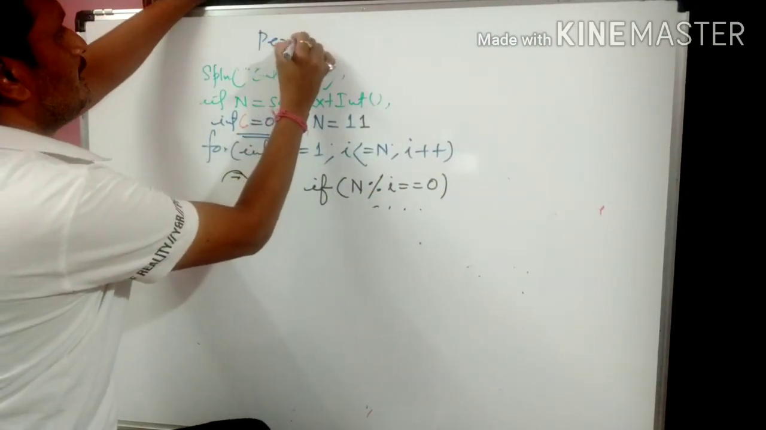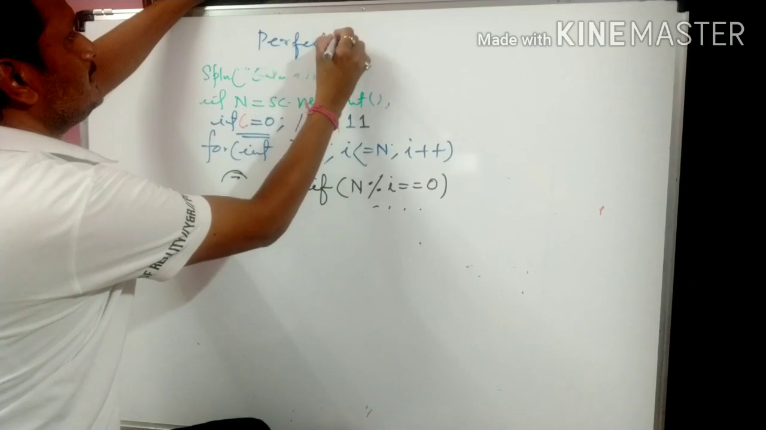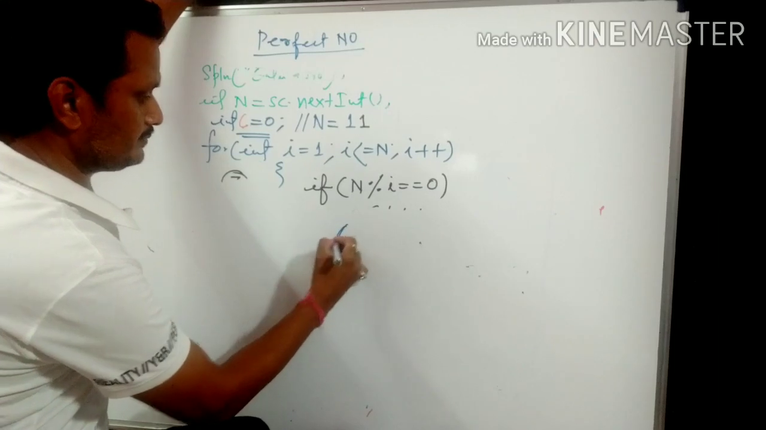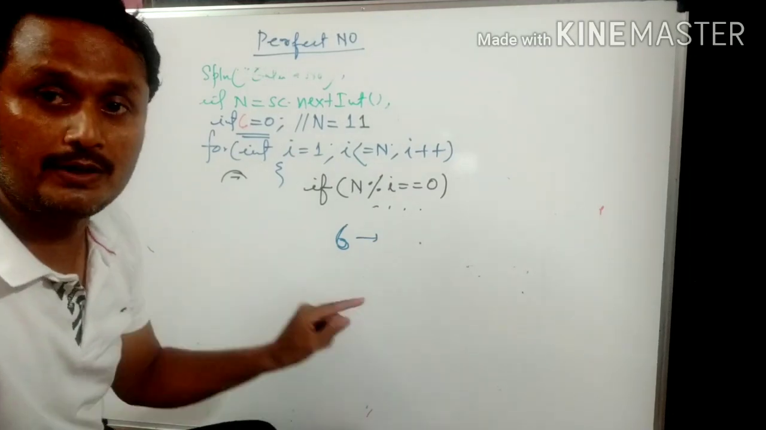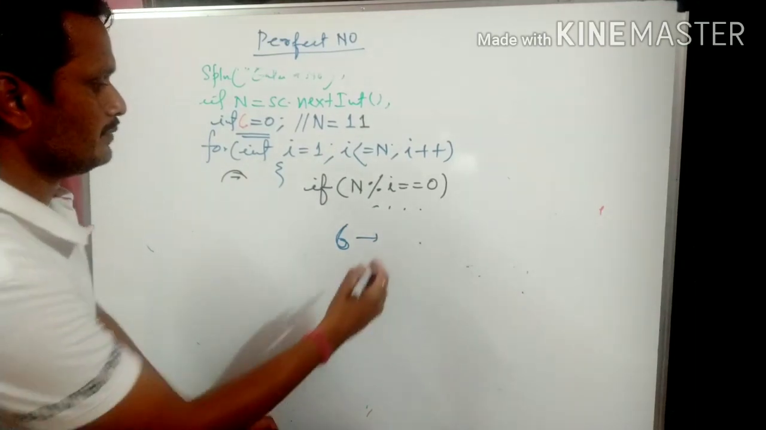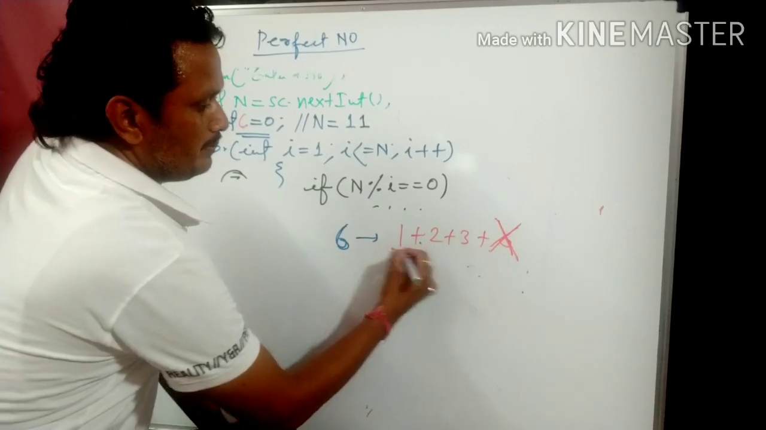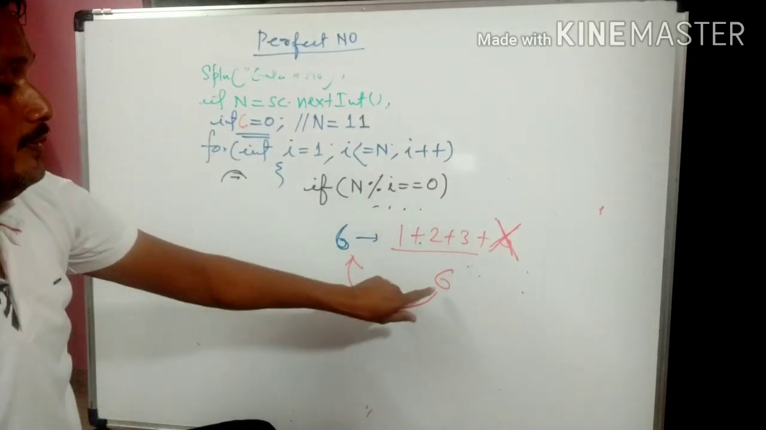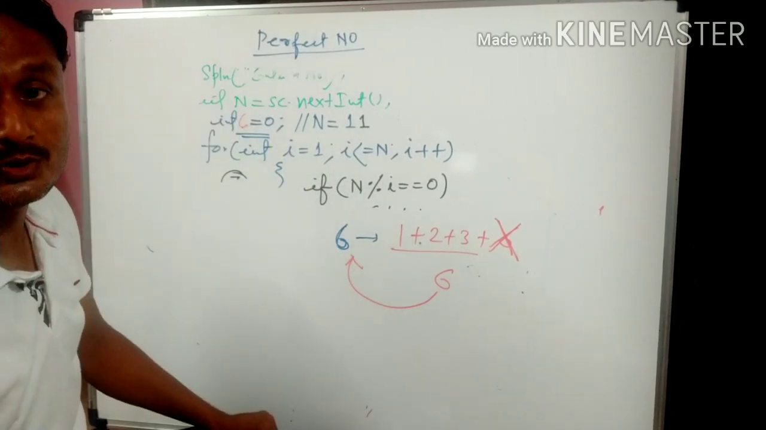Perfect number. P-E-R-F-E-C-T. Perfect number. What is a perfect number? This is an example, suppose 6. Find the sum of factors, but excluding the number. So the sum of factors will be what? 1 plus 2 plus 3 plus 6, but excluding the number, it means 1 plus 2 plus 3. Add it. If the sum of factors is equal to the original number, that is known as a perfect number.